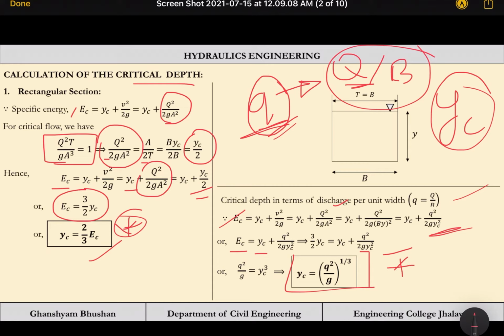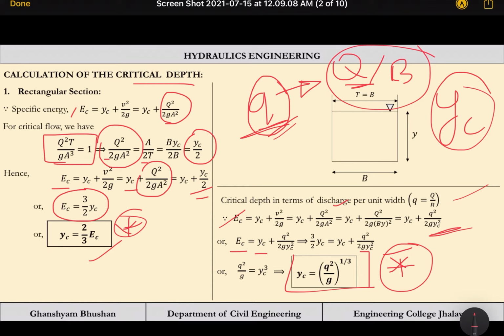This is also a very important equation, and in standard examinations like GATE ESE, they will directly tell you the value of capital Q and width, and you have to calculate the critical depth value, or you have to calculate the specific energy at critical depth.